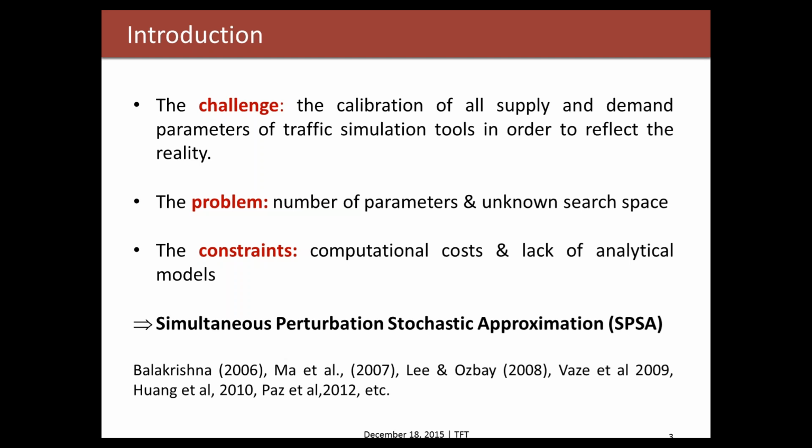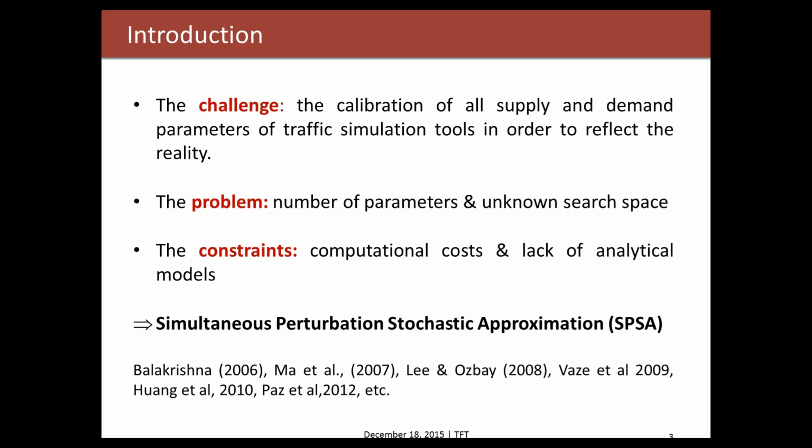One of them is the simultaneous perturbation stochastic approximation. This was developed initially in the late 80s or the beginning of the 90s, and it started to be applied in transportation 10 years ago. So we can already find several case studies. I've mentioned a few of them here, and I can briefly tell you what they were used for.